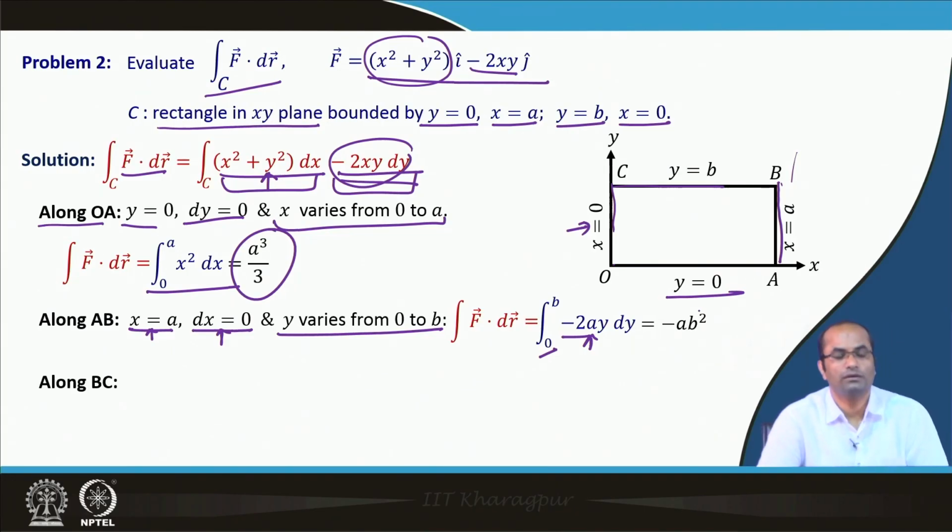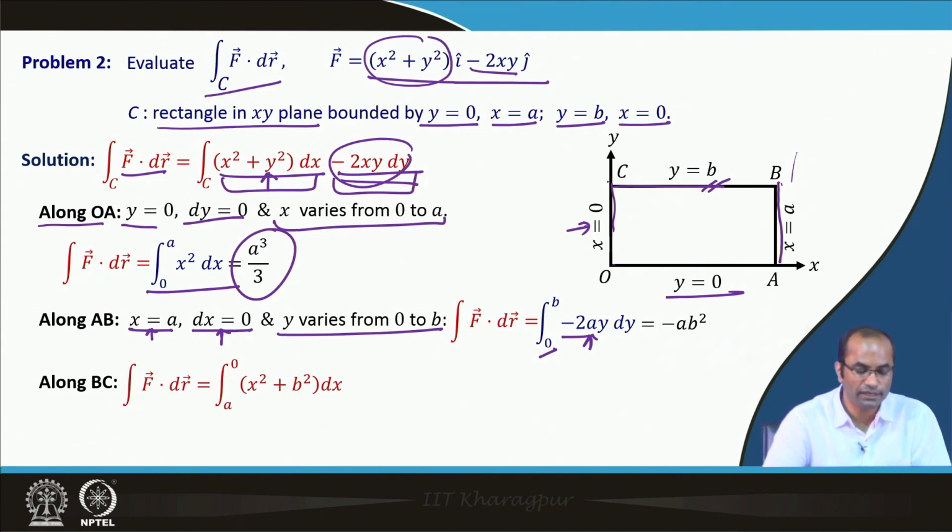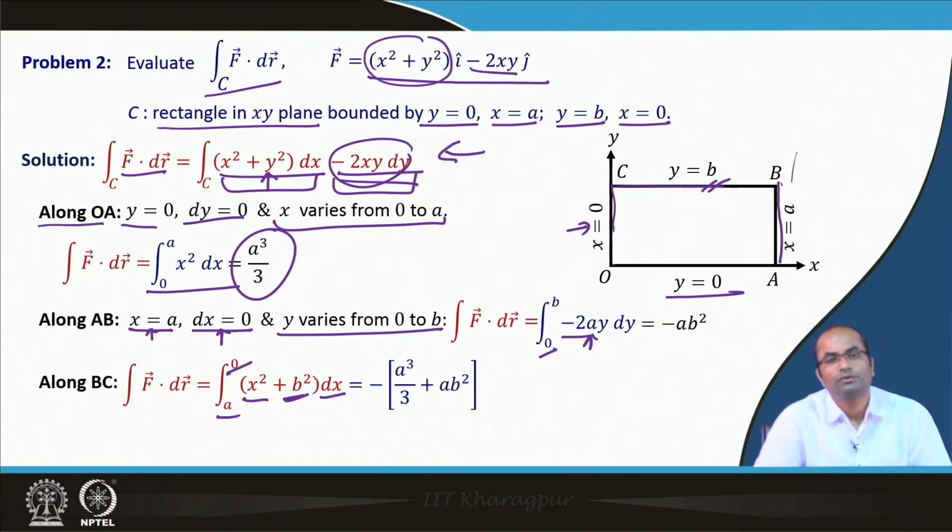The third one is when we are moving along BC. Along this BC, y is equal to b, that means dy is 0, there is no variation in y. So, the second term in our integral here will vanish, and we have x square plus y square dx. Since y is b there, that will be b square, and then over dx, x varies from a to 0. This we can also evaluate, the value will be minus a cube by 3 plus ab square.